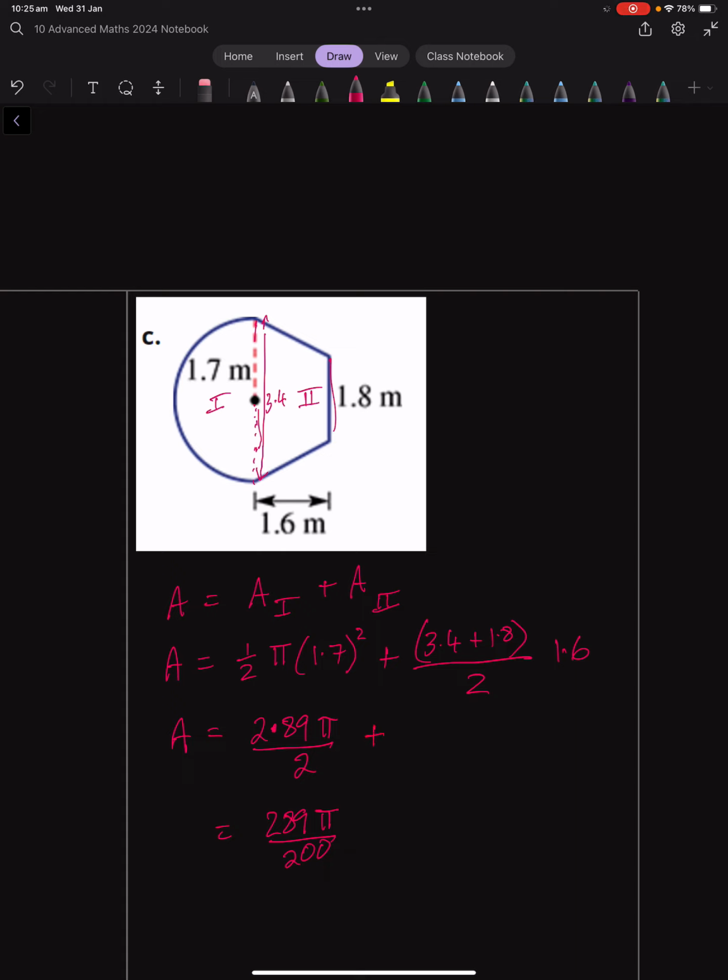I haven't done the second bit yet though. 3.4 plus 1.8, 5.2 divided by 2. I make that 2.6. I've got to multiply 2.6 by 1.6. That does not look like fun, but we can do it. I'll show you my favoured way of multiplying these numbers. I like to draw a little grid. Maybe not the same way you've seen it before. It doesn't really matter. We all know how to multiply.